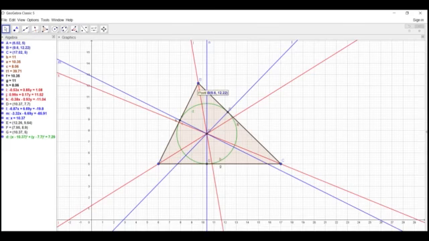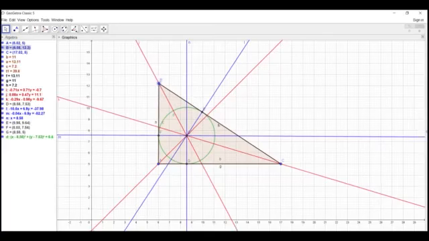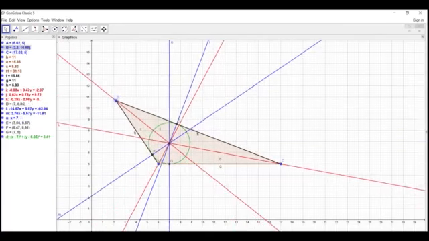So we can draw the incircle for a right triangle also. So this is the incenter for a right triangle. And this is the incenter of an obtuse angle triangle. So in this way we can use the GeoGebra app to draw many figures in geometry or in mathematics.